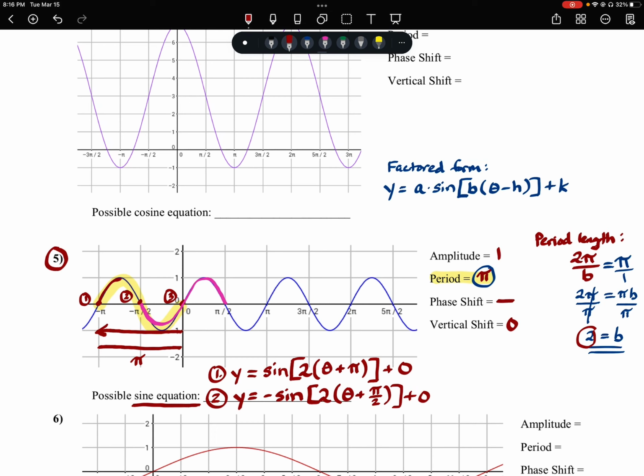And then our last one there, we have number 3. We've got y is equal to. This one obviously is a positive one because it's going up and then back down. And it looks like it doesn't have any phase shift, so we're going to say y is equal to the sine. And since there's no phase shift, we can go ahead and just say of 2 times our theta.